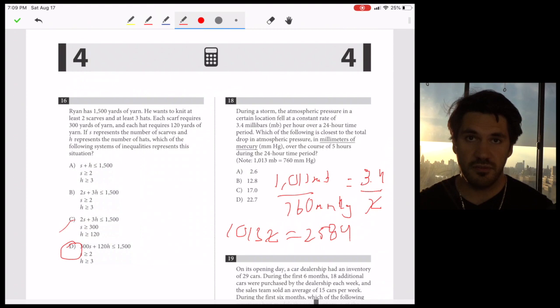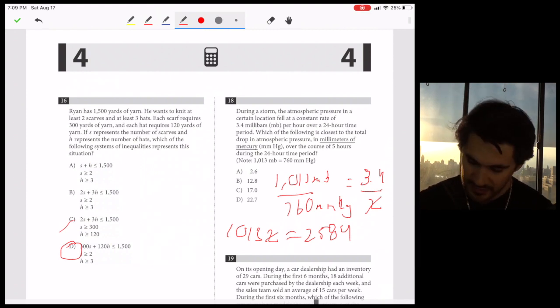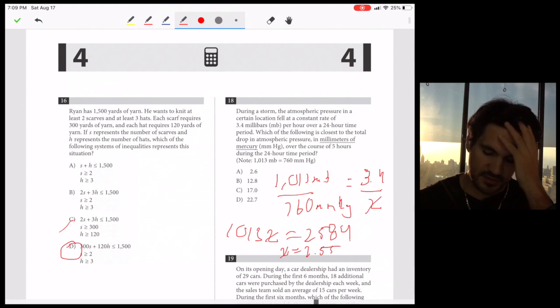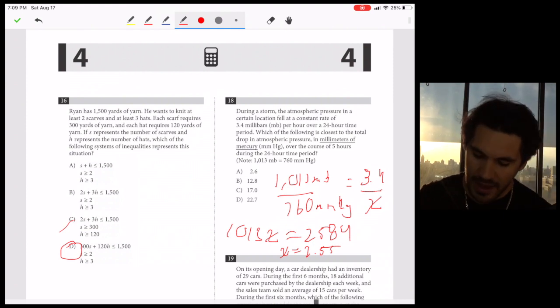But this is over the course of 5 hours, right? So X is 2.55, but we have to multiply this by 5, right? Because this is per hour. If we multiply by 5, we're going to get about 12.8.